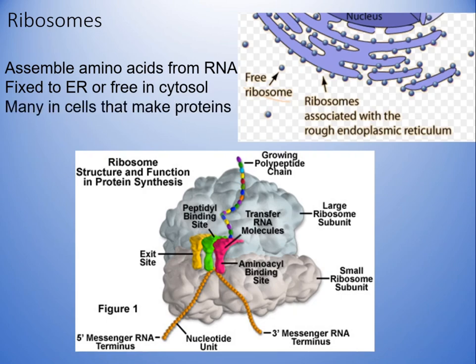So there are lots of ribosomes in cells that make proteins, right? And we talked about a melanocyte that makes melanin, which is a pigment protein. So they have lots of ribosomes. Your liver makes liver proteins that are important for clotting in your blood, and liver cells have lots of ribosomes. So if your job is to make lots of proteins, you have lots of ribosomes.